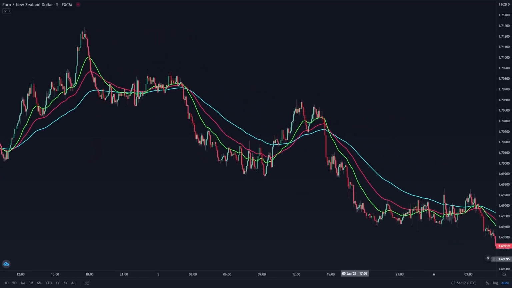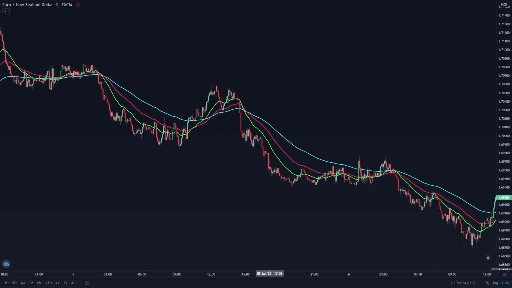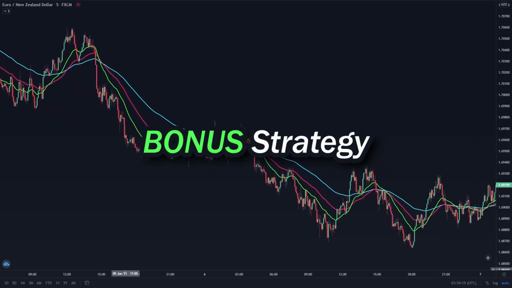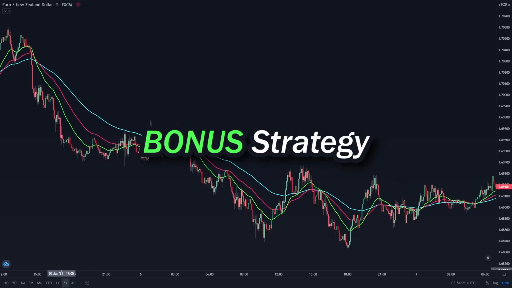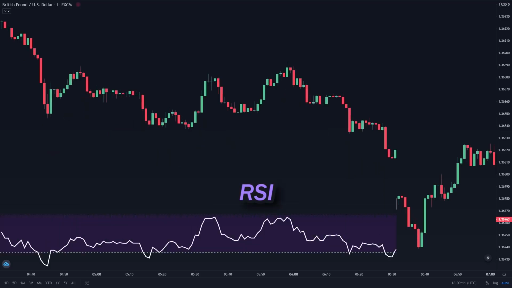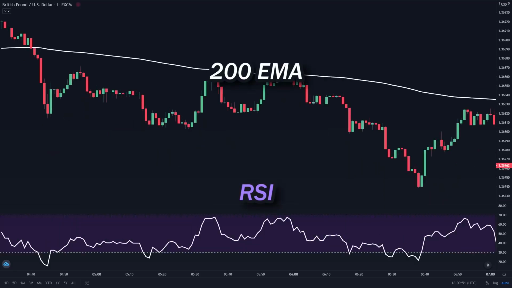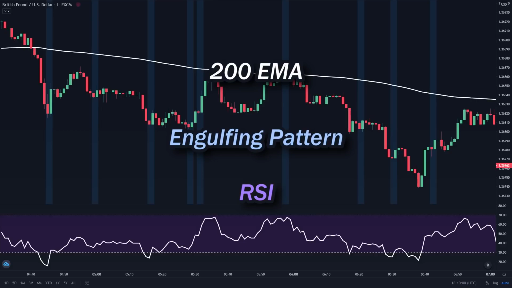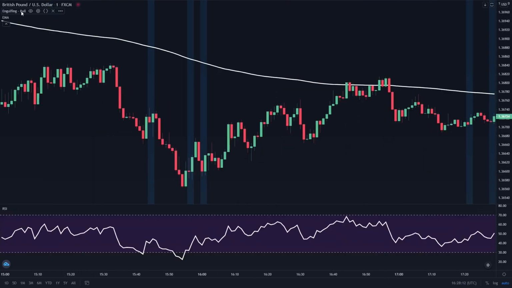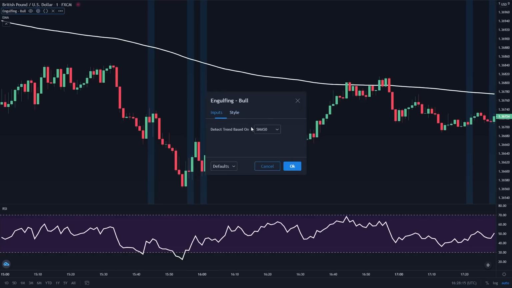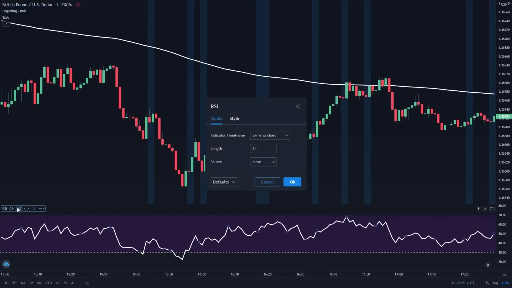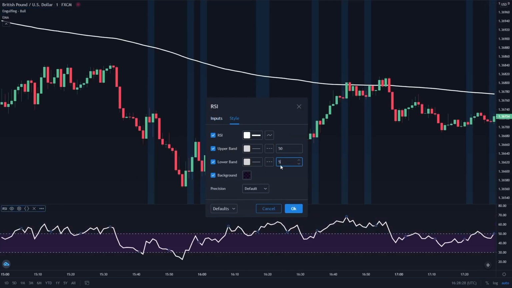So that's how you trade the triple EMA scalping strategy. Now, as a bonus, I'm going to reveal to you another highly profitable scalping strategy. So for this next strategy, I'm using a combination of the RSI, the 200 EMA, and the engulfing pattern. So this is how this strategy works. First, you need to change the settings for the engulfing pattern to no detection. Next, for your RSI, you want to set it at both 50.